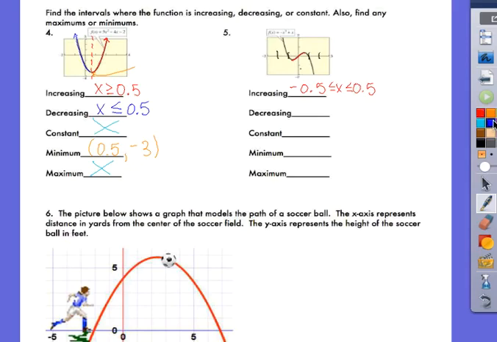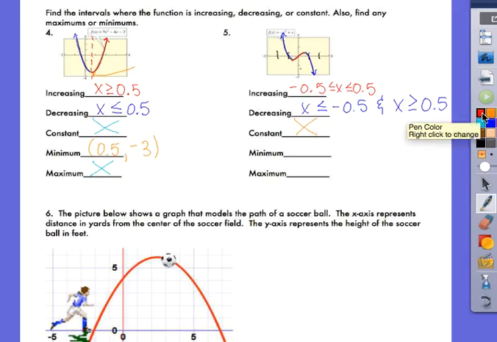Where is it decreasing then? x less than or equal to negative 0.5 and greater than or equal to 0.5. Remember, don't look at it as, oh, it's going down, so it's less than. It's going for more positive on the x-axis. We're just looking at the x-axis for the interval. All right, are there any constant areas? Any flat lands? Flat levels? Nope.